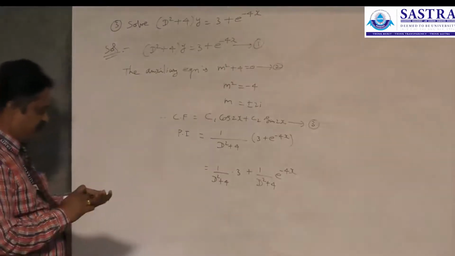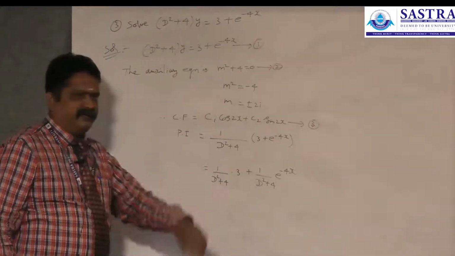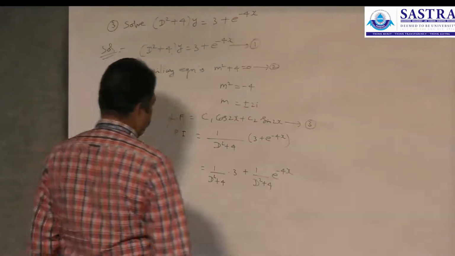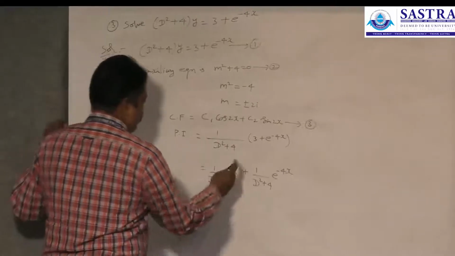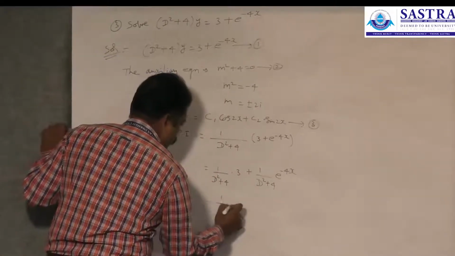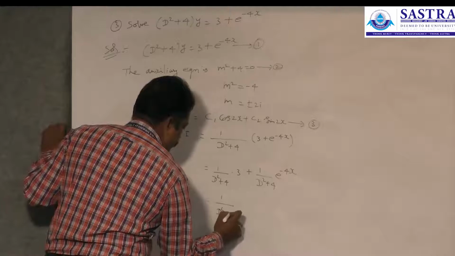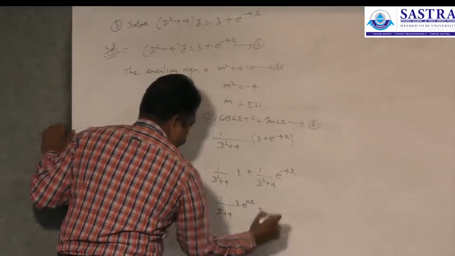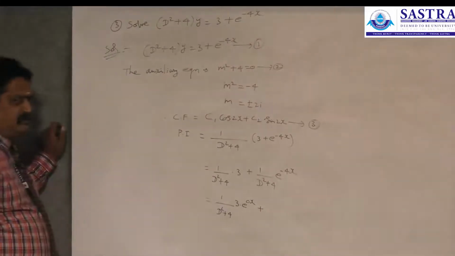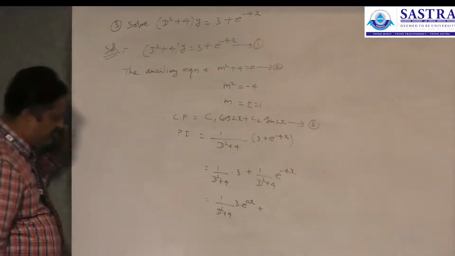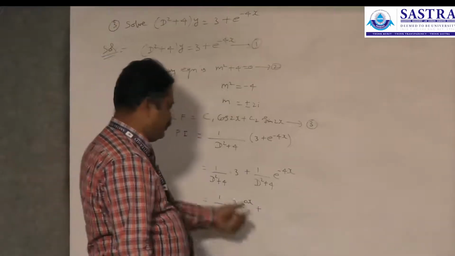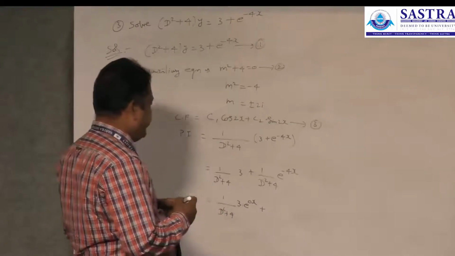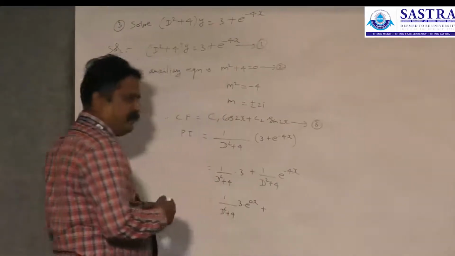Now the problem is how to find a particular integral for 3. The idea is, 3 can be written as 3 into e to the power 0x. e to the power 0x is 1, 3 into 1 is 3. So 3 can be written as 3 into e to the power 0x.